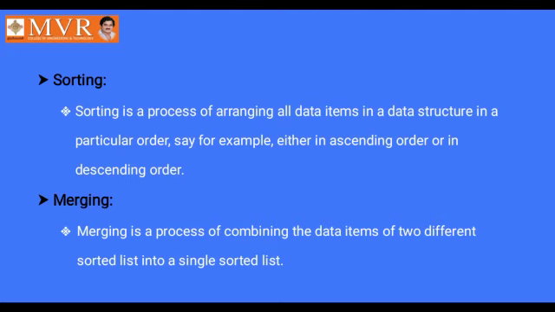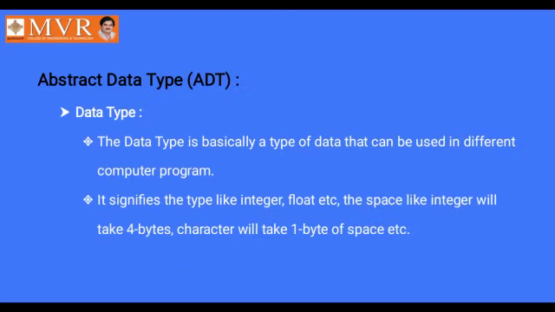Next, merging. Merging is a process in which two or more data items, that is two or more linked lists, can be joined into a single linked list. This can be applied to the linked list data structure for merging two or more linked lists into one linked list, that is combining two or more linked lists into one list.